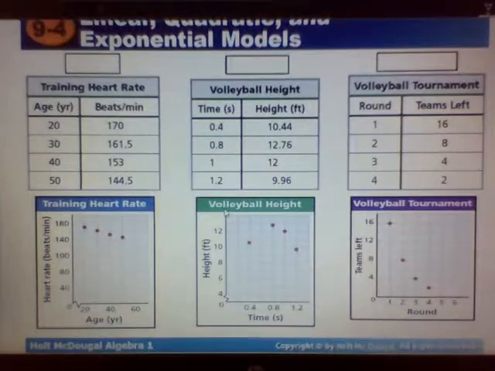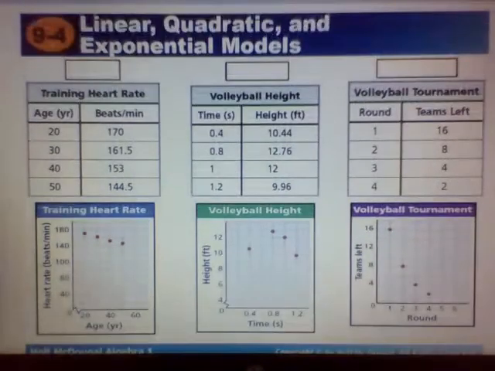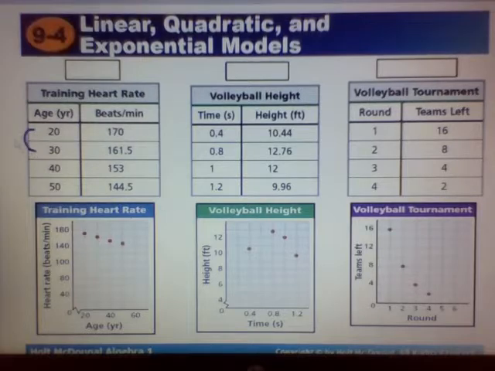Taking a look at our next piece here, we are going to identify something as linear, quadratic, or exponential based on some of this data. So let's see, training heart rate. We've got an age of 20, 30, 40, 50. Hopefully you notice that between each of these, you're adding 10.